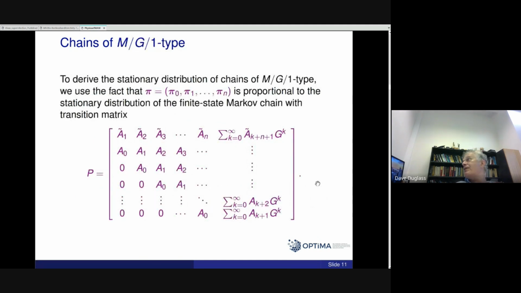So what about chains of MG1 type? They don't have a matrix geometric stationary distribution. The way we analyze chains of MG1 type is we look at truncations. So let's say we're interested in the stationary distribution of a positive recurrent MG1 type Markov chain up to some level n.